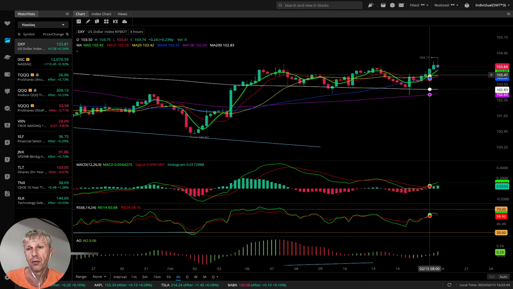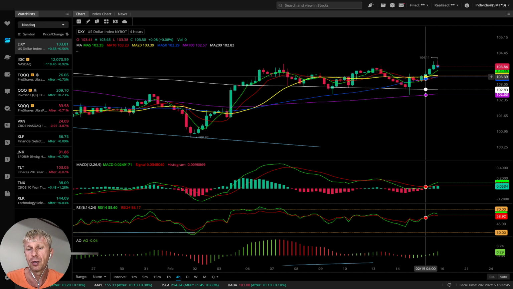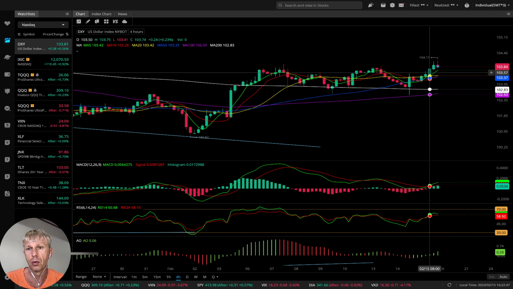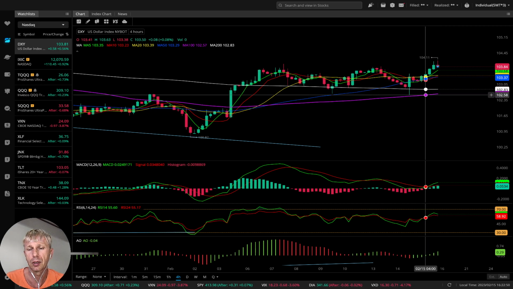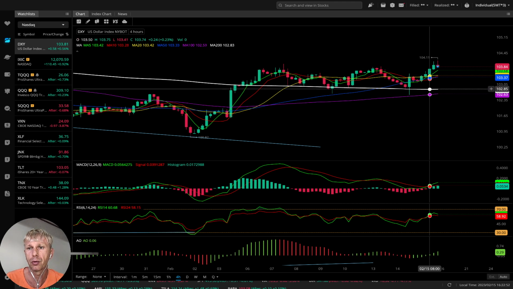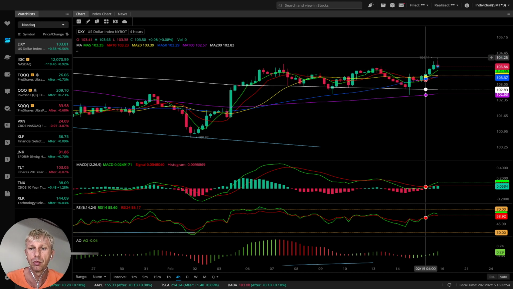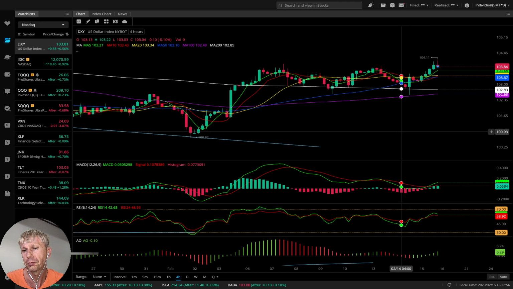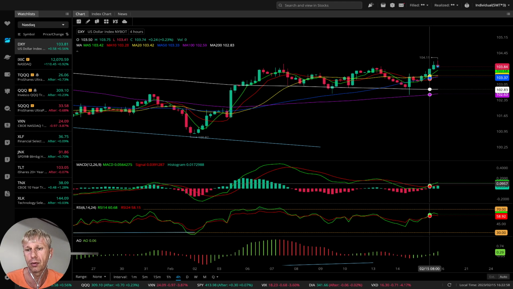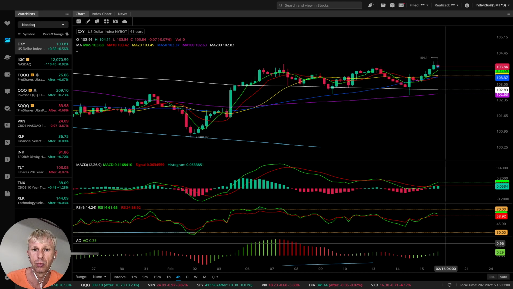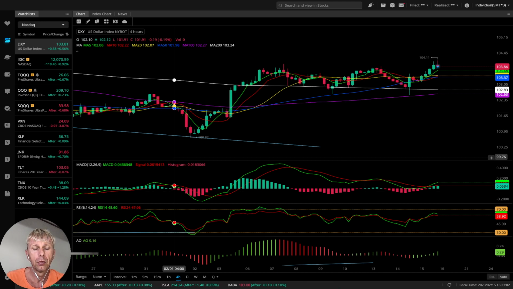On 4 hours, MA5 did a bullish crossover over 10, 20 and 50. It's a bullish trend, with almost all moving averages above MA200, except 100. MACD bullish crossover, RSI bullish crossover, awesome oscillator bullish, so all indicators are bullish on the 4 hour time frame.